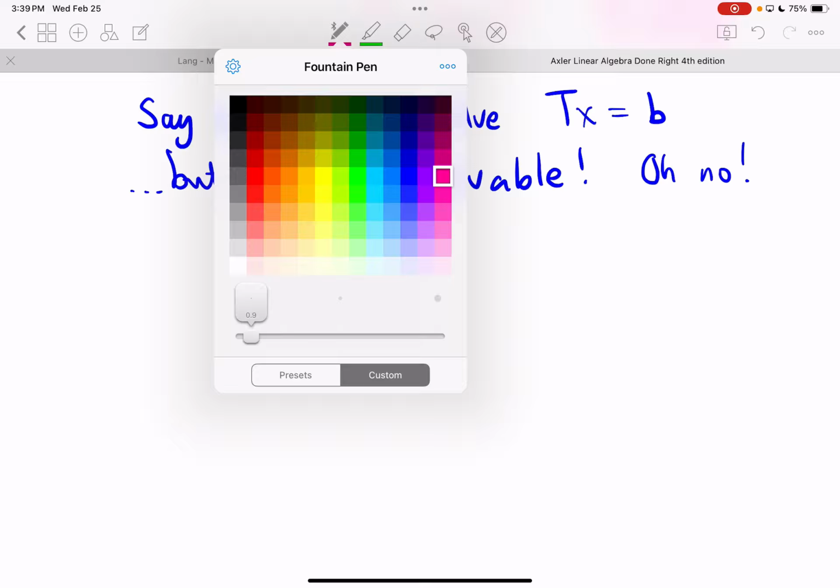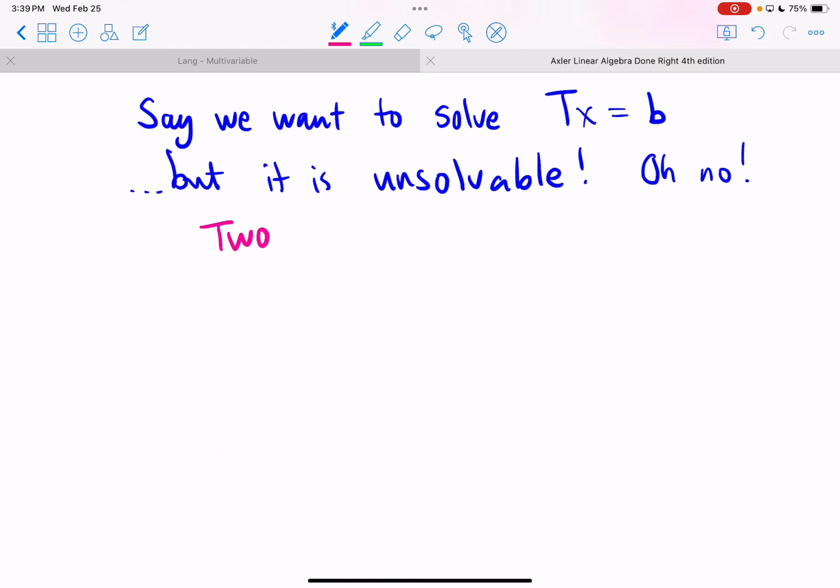There could be two problems. And the solution to these two problems will be two solutions. And I will call it the best of the best. And it'll be the pseudo-inverse. The pseudo-inverse will be the best of the best. But first, what are the two? So here are our two problems.